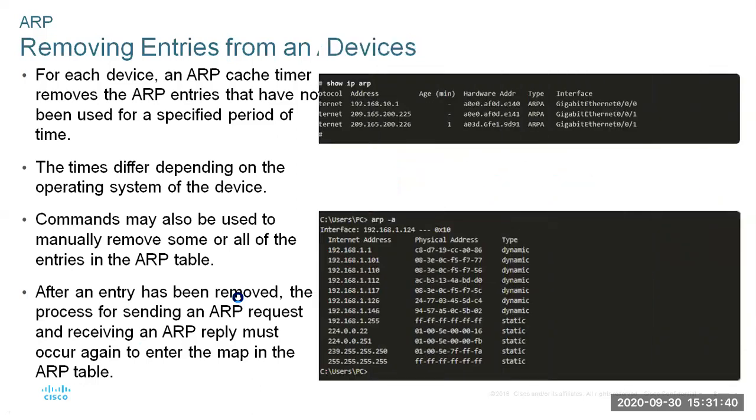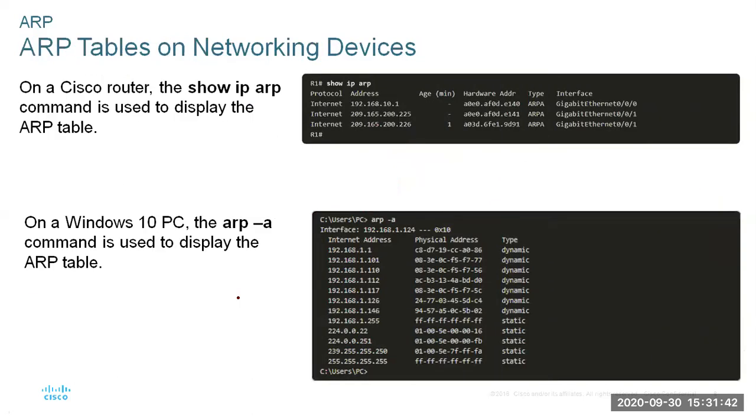All right. Now, how do you do that? All right. On a Cisco router, all you need to do is type the command show ip arp.